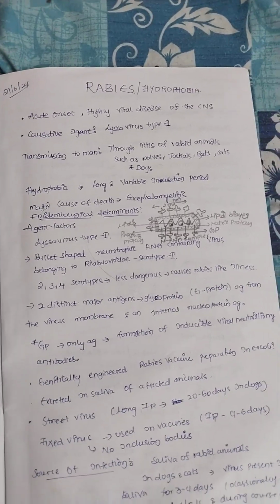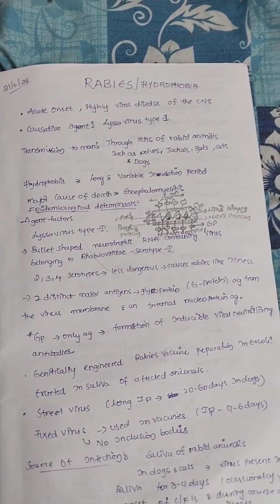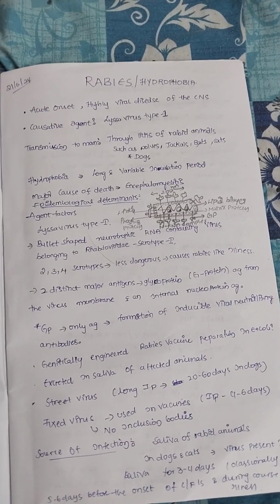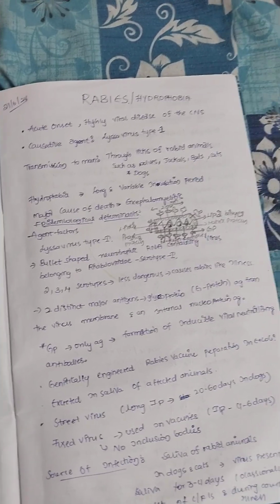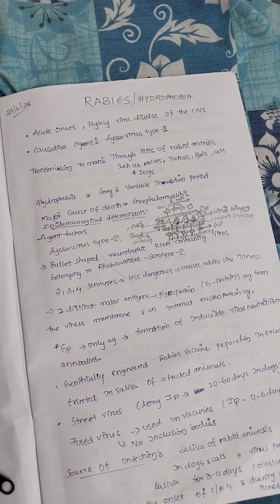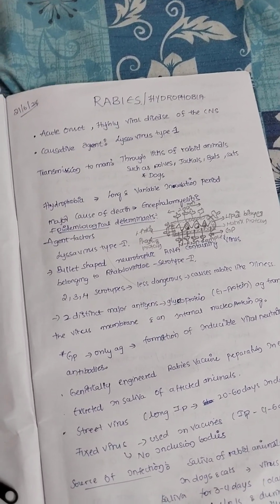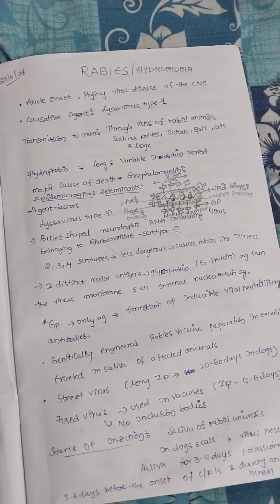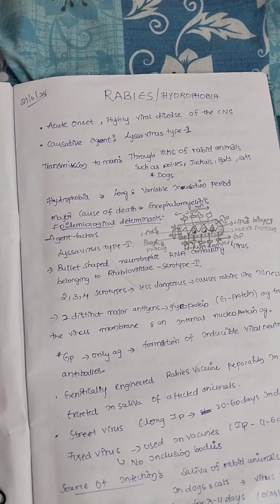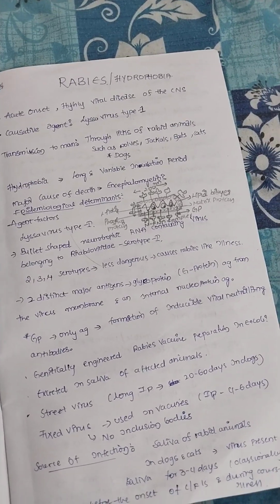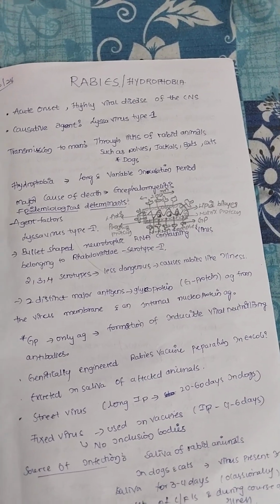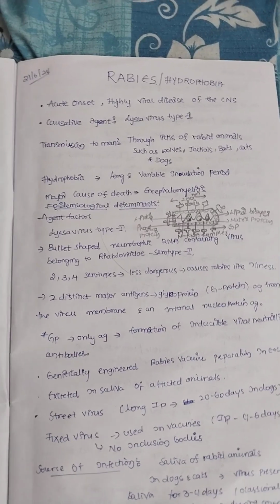So what is the causative agent? The causative agent is Lyssavirus type 1. So this will cause rabies. How is it transmitted to man? Through the licks of rabid animals, animals which are already infected by Lyssavirus. Some animals like wolves, jackals, bats, cats, and dogs also cause this.